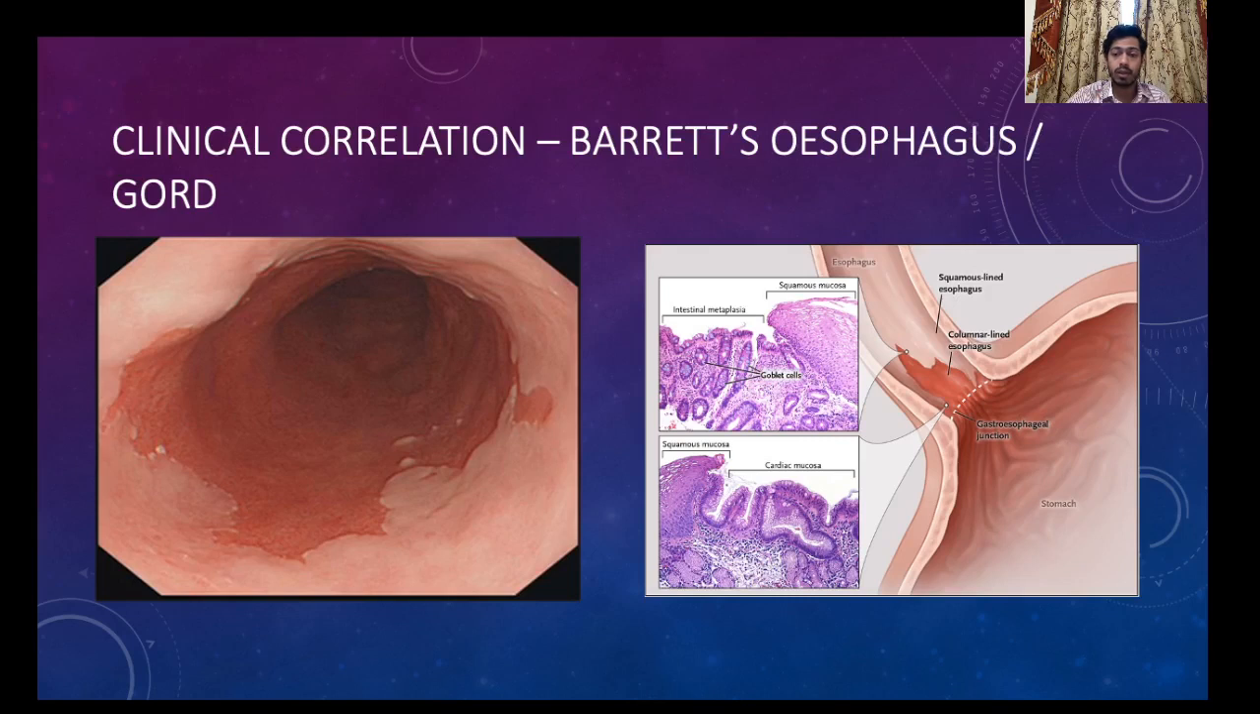But what happens is when you have gastroesophageal reflux disease, the gastric contents start spilling back up the esophagus, and the lining of the stomach then starts to take over the lining of the esophagus. So that's not good news usually, because that can be a cause of cancer, and it can be a cause of the cells dividing rapidly, which can then cause a cancer. So this is Barrett's esophagus. This is an OGD image.